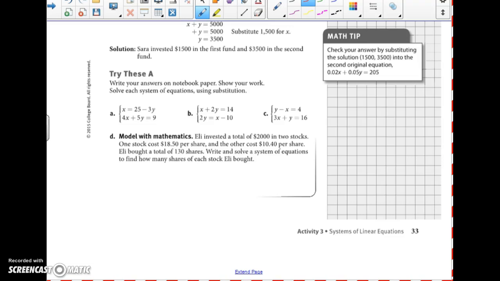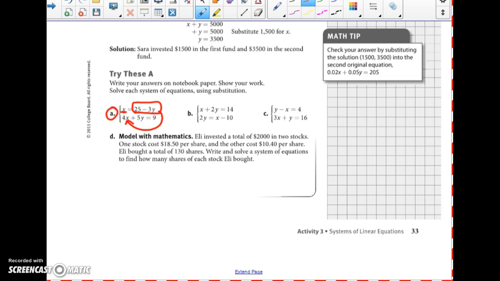All right, so here's the first thing you do. We're going to do problem A, right? We just said this. Here's x, it's by itself. What does x equal? X equals 25 minus 3y. So we're going to substitute this, 25 minus 3y, into x for the other equation, right? For the other equation.